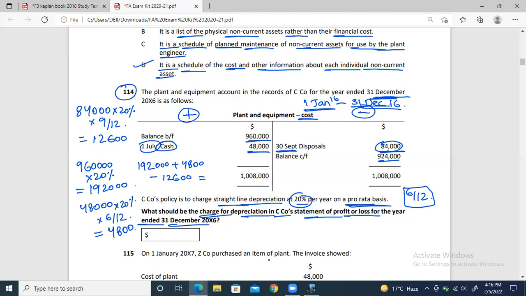So just give me a second. Why minus 12,600? Because you see the disposals we are making, we are basically disposing of, right? Just a minute. So 960 and 48. Oh, sorry. These will be added, not plus. Yes, exactly. So these will be added. So 192 plus 4,800 plus 12,600. So just give me a second. Just let me check the answer.